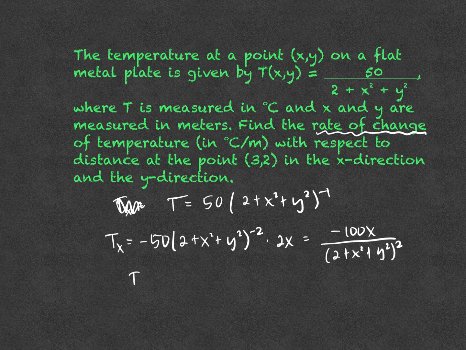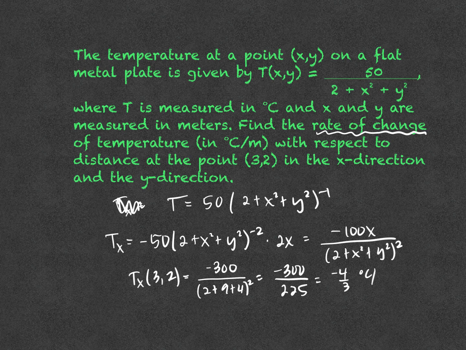Now we're supposed to find this at the point 3, 2. So when we plug in 3 for x, we get negative 300 on the top. And when we plug in 2 for y, we have 2 plus 9 plus 4, all squared. So I have negative 300 over 9 plus 4 is 13 plus 2 is 15, so that makes 225. This reduces to negative 4 over 3, and we have degrees Celsius per meter. So that's our rate of change in the x direction. So we've got that handled.